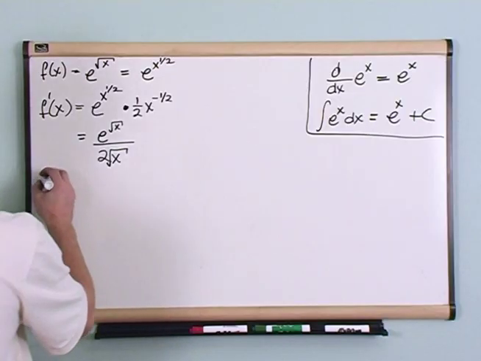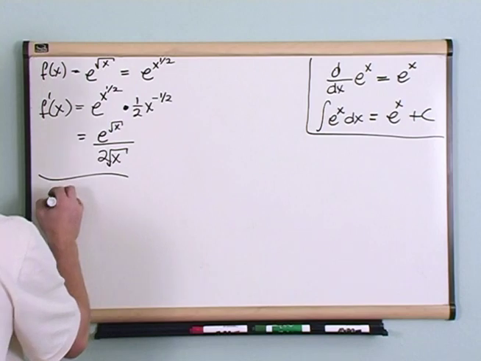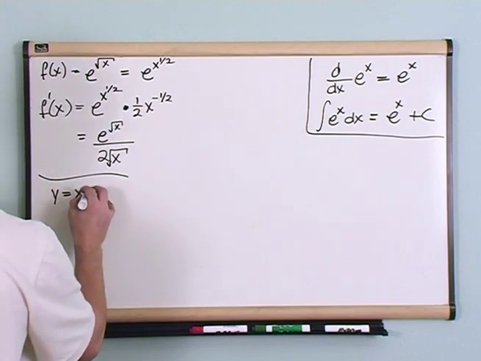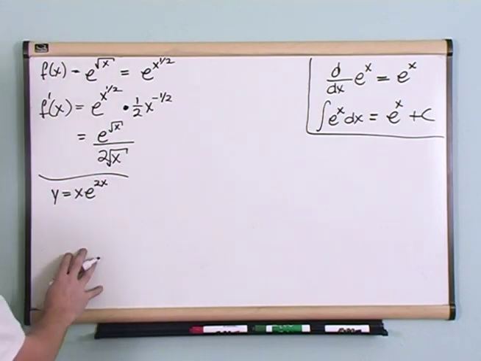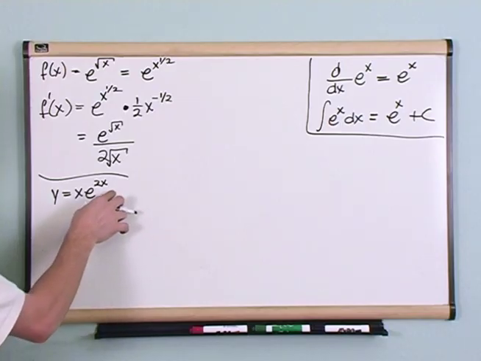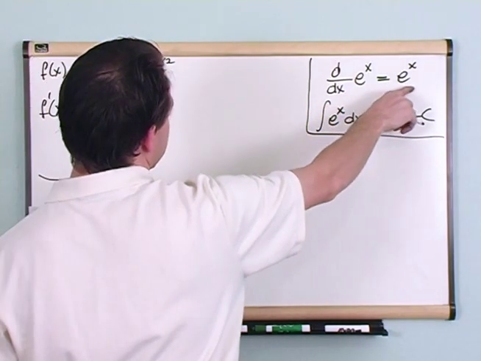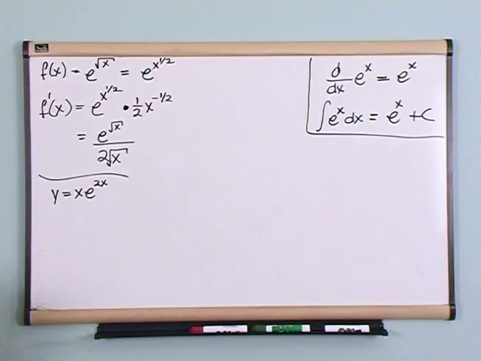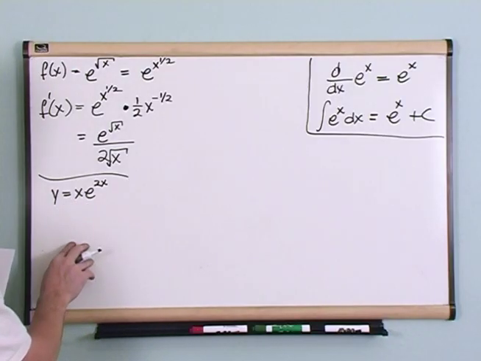Okay. What if you have y is equal to x times e to the 2x? Again, you have e to the power of some function of x, but you don't quite have this. It's almost the same, but it's not quite the same. So how do you take the derivative of that? Plus you have x multiplied out front.